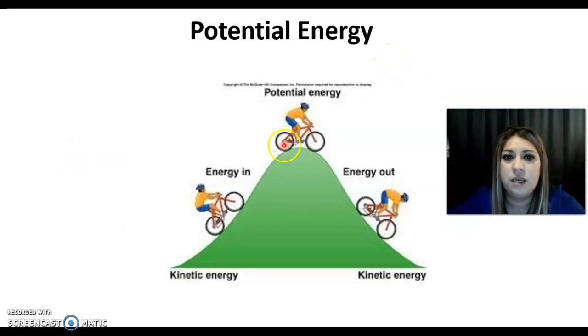Another example would be the guy riding the bike on top of this hill. At the top of the hill at this moment, he's not moving. So he again has potential energy. And then we know as he comes down this hill, he begins to move. And his potential energy will then be converted over to kinetic energy.